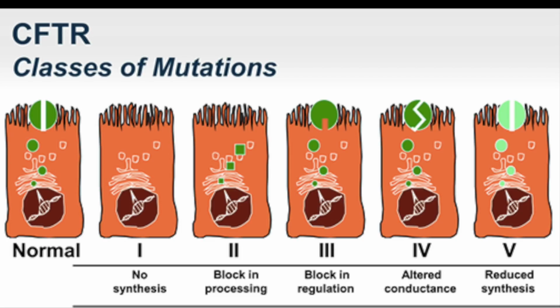Cystic fibrosis is a disease that results from this chloride channel being defective. Many different mutations in the CFTR gene can lead to this defective channel. These mutations are divided into 5 classes. Each class describes a different place in the pathway where something can go wrong.